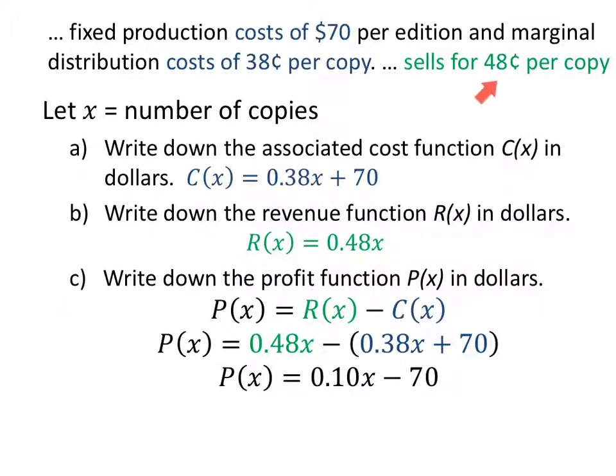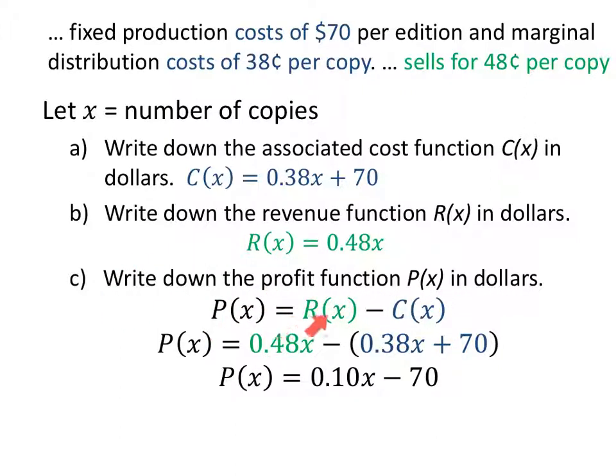The paper sells for 48 cents per copy. So from the view of the college newspaper, our revenue is 48 cents, right? Make sure you use appropriate decimals, right? Because dollars is our unit here. So 48 cents multiplied by the number of papers they sell, that's the revenue they take in. Using our cost and revenue functions appropriately, we can write down the profit function in dollars.